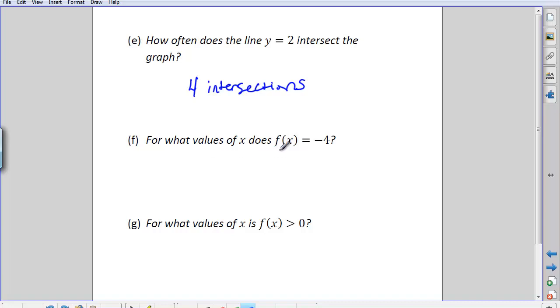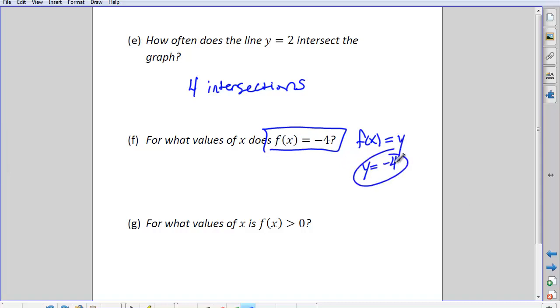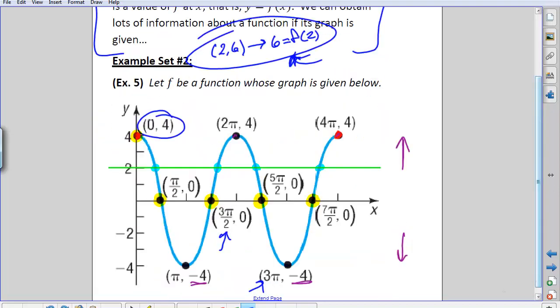Okay, for what values of x does f of x equal -4? Now again, remember a minute ago we said that f of x equals y. And so that's the same as asking for what values of x do we have a y value of -4. Here f of x is -4, so y equals -4. What points have y values of -4? Looks like maybe this point and this point.